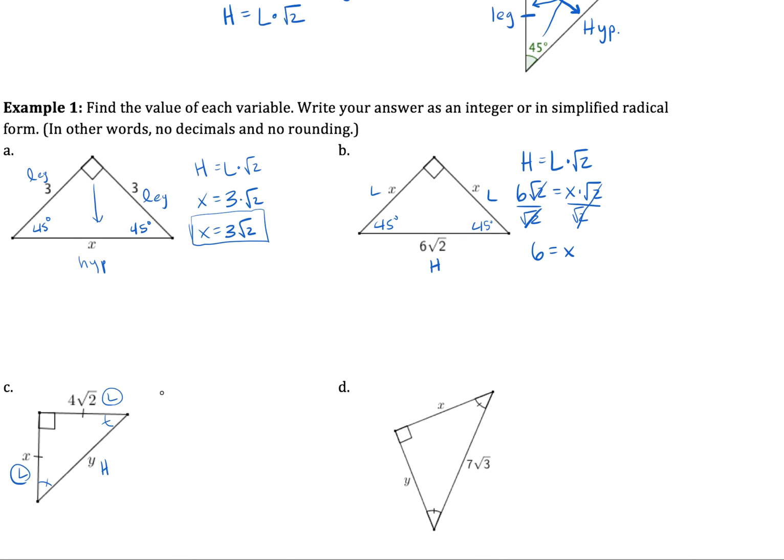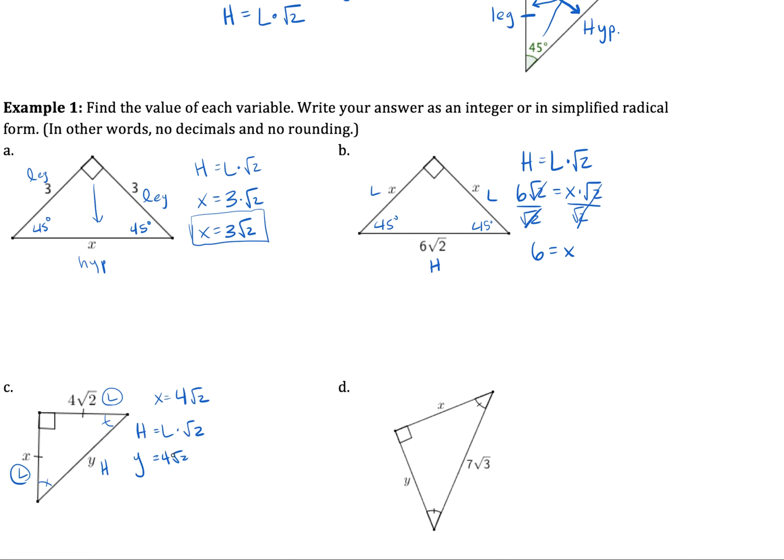I know that it's going to be equal to 4 times the square root of 2 because it's going to be the same as this right here. So x is done. Next, we're going to take a look at our little formula, h equals L times the square root of 2. We're going to put a y in for h, and we're going to put our 4 root 2 in for L.